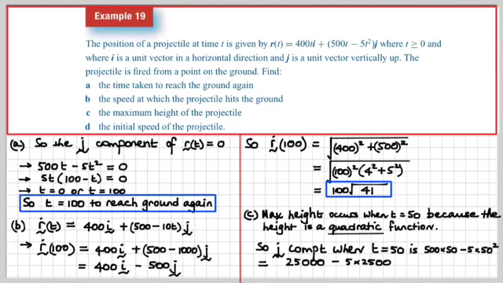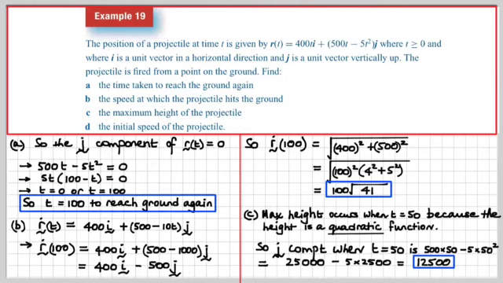So the j component when t is 50 is going to be 500 times 50 minus 5 times 50 squared, which gets us 12,500. Is this in meters, or what is it? It doesn't say, does it? No. So that's 12,500 units. Now we're nearly there, guys. We've only got D to go.